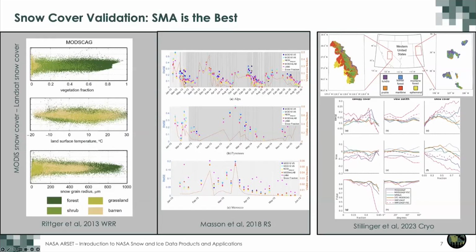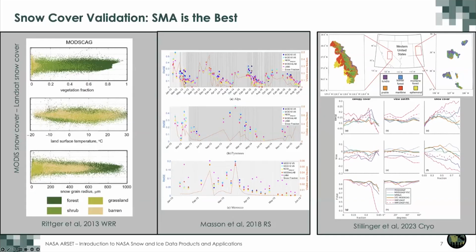So in 2018, Dr. Mason did some similar analysis and again showed that spectral mixture analysis methods perform better than NDSI with some independent validation. And he compared 5 different algorithms. 2 of them were spectral mixture analysis and 3 were NDSI approaches in 3 different regions, the Alps at the top, the Pyrenees in the middle, and Morocco at the bottom. The graphs show the root mean squared error.